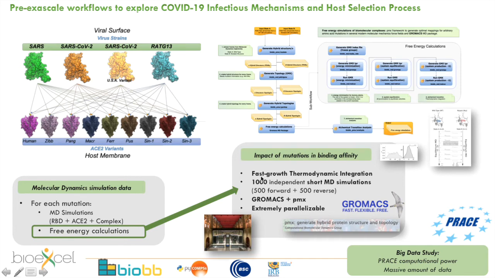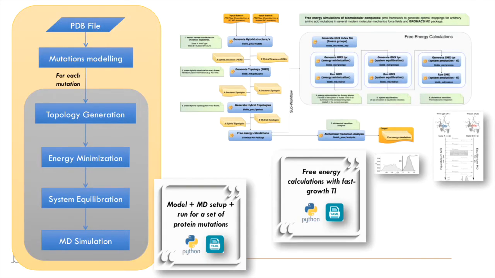I'm not going to enter into details about this. We are exploring not just the SARS-CoV-2, but also other virus species, such as the bat one, and also different ACE2s coming from other species. So this, at the end, is a big data study, where we need to appraise the computational power, and we are computing a lot of free energies using these pre-exascale workflows and using thousands of cores.